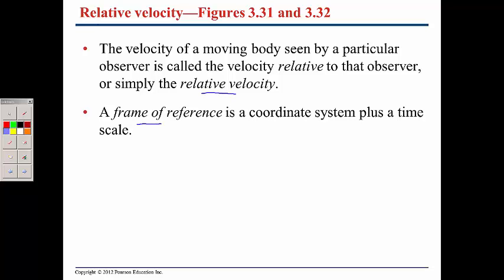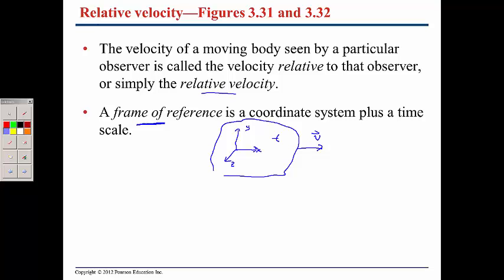And a frame of reference is a coordinate system plus a time scale. So I might have a coordinate system x, y, and z, as well as time as I sit here in this office chair. That's my frame of reference. But if I am in my car moving at 10 miles per hour, then my frame of reference is completely different. I'm still going to have an x, y, and z axis as well as a time scale, but now this reference frame is moving along with me at some velocity.